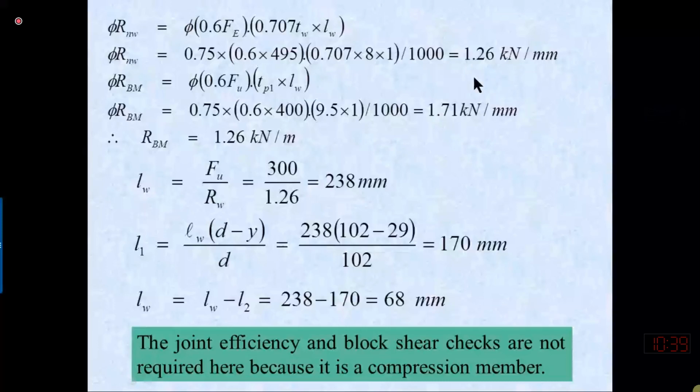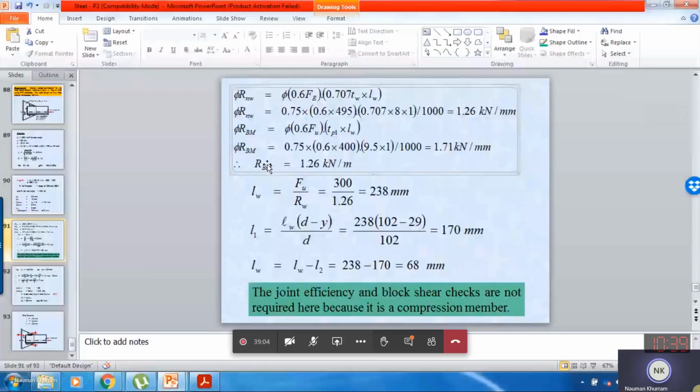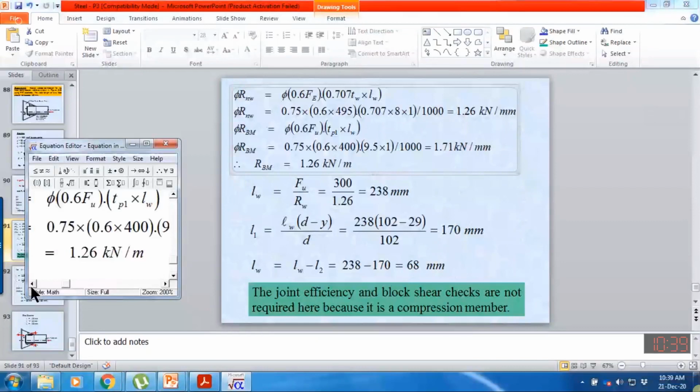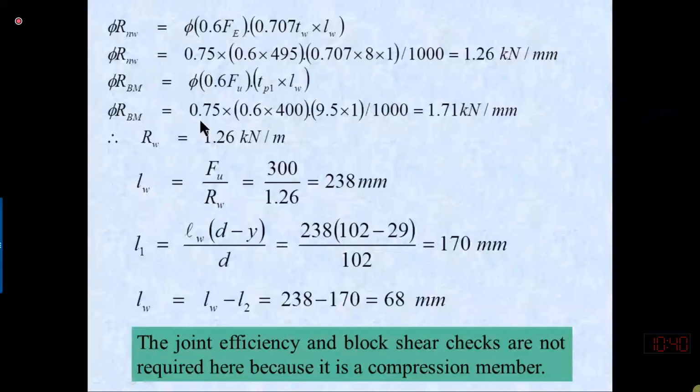So if the total force acting is 300 and the force resisted by a weld of unit length is 1.26, we can determine how much length of the weld is required, which is 238 millimeters. So we have already derived the formula. First of all, we will consider that we are not going to provide L3 and we are just computing the weld lengths L1 and L2. So first we will provide the weld L1, L2 without L3.